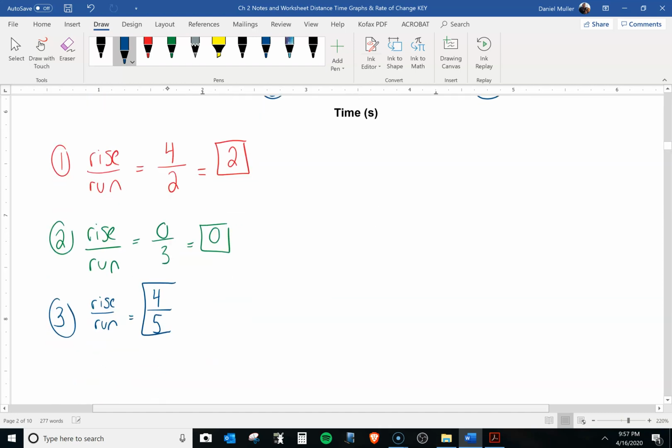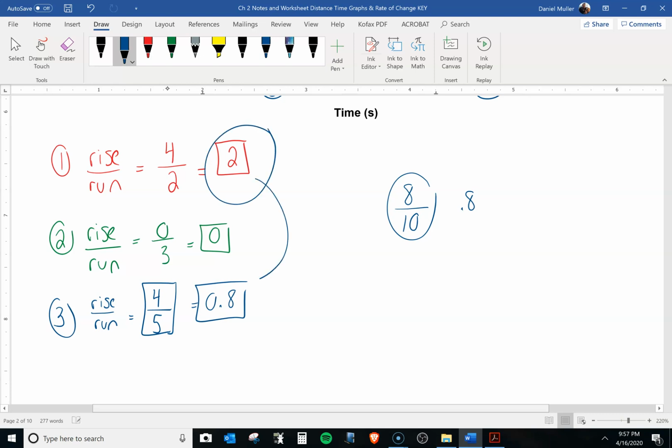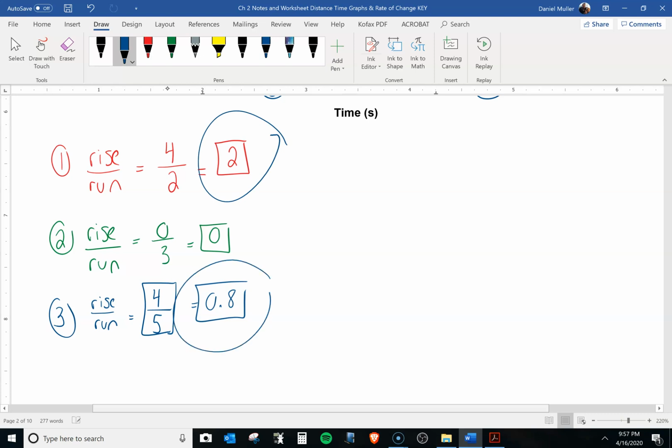So you can write that. Sometimes it's a little more difficult to see this. You could write 4 over 5 if you wanted to do some long division. 4 over 5, by the way, is the same thing if you doubled it. 4 doubled is 8, 5 doubled is 10. 8 over 10 is 0.8. So this is the same as 0.8. So 2 is still higher than 0.8. So if I had to rank them from the steepest to the least steep, I would say section 1 is the steepest, then section 3, and then lastly section 2.